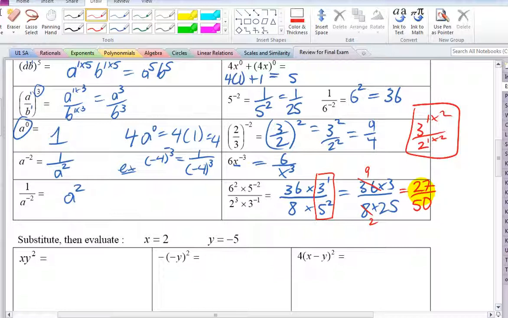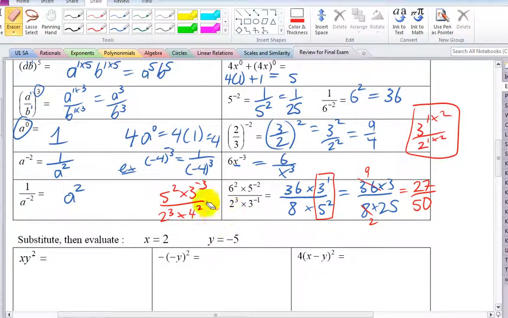Yep. What if there was only one negative exponent? Then I'd only flip that one, and it'd be a multiplication of whatever is there. So for example, if you had 5 squared times 3 negative 3 over 2 cubed times 4 squared, then I get 5 squared over 2 cubed times 4 squared times 3 cubed. Okay, so you flip and multiply what's there already.